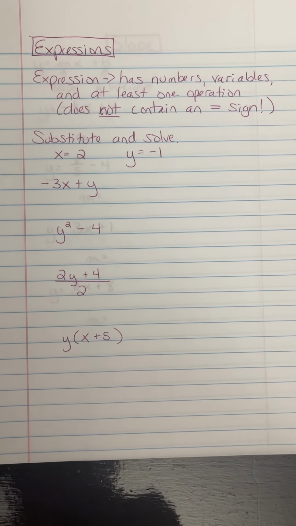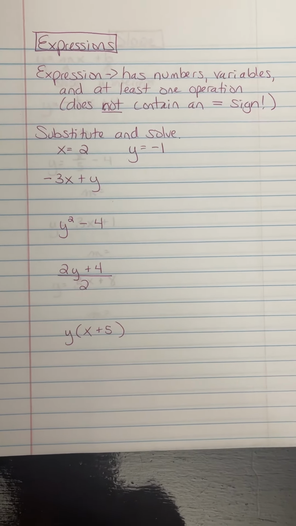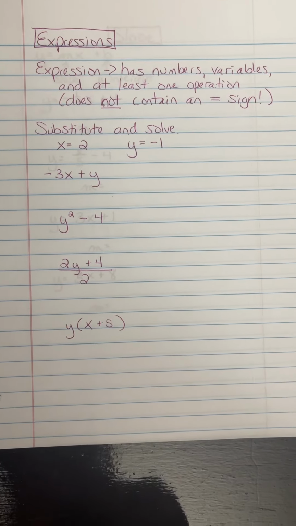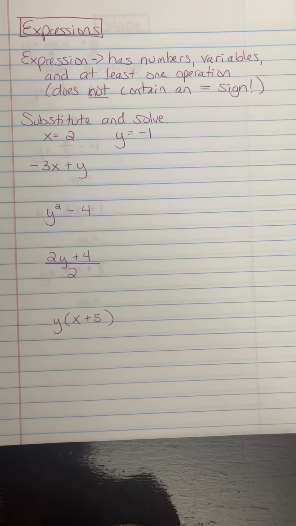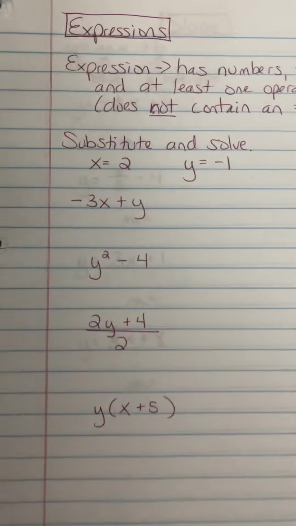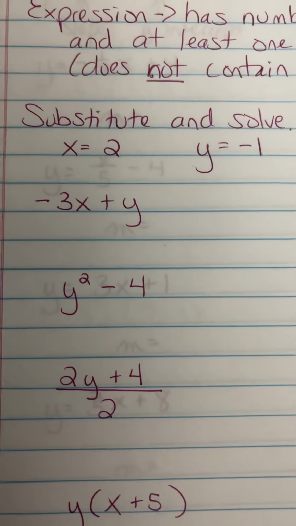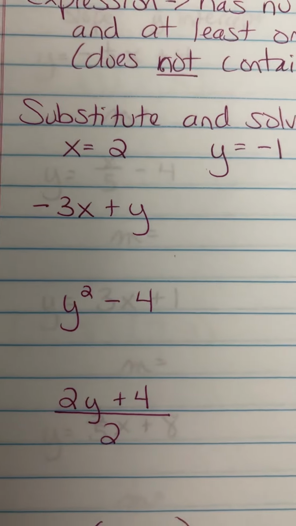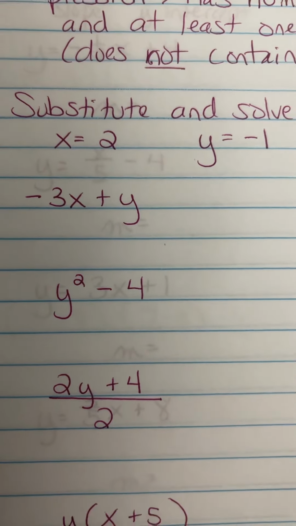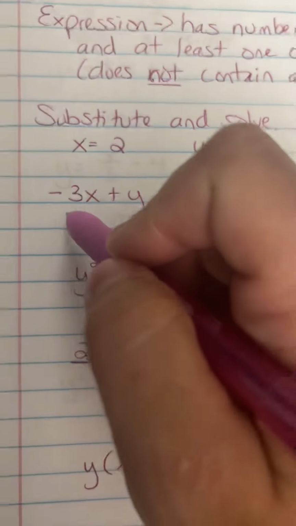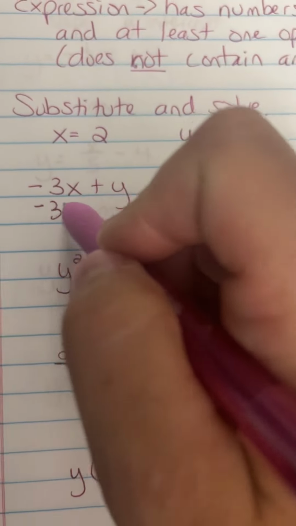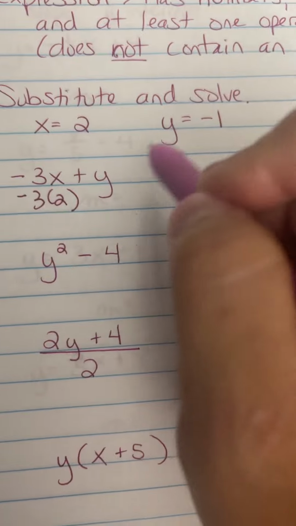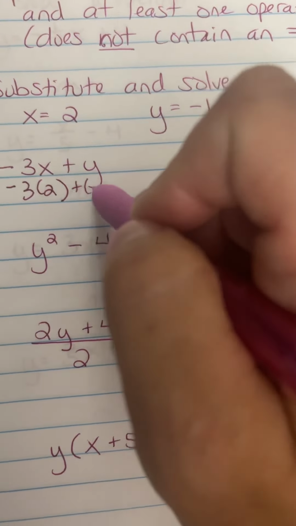So let's look at some examples where x is 2 and y is -1. The directions would be to substitute and solve. So what we're going to do, the first one, we have -3x plus y. The first thing we're going to do is take out the x and plug in 2 because that's what we have here. So -3 times 2, take out the y and plug in -1.